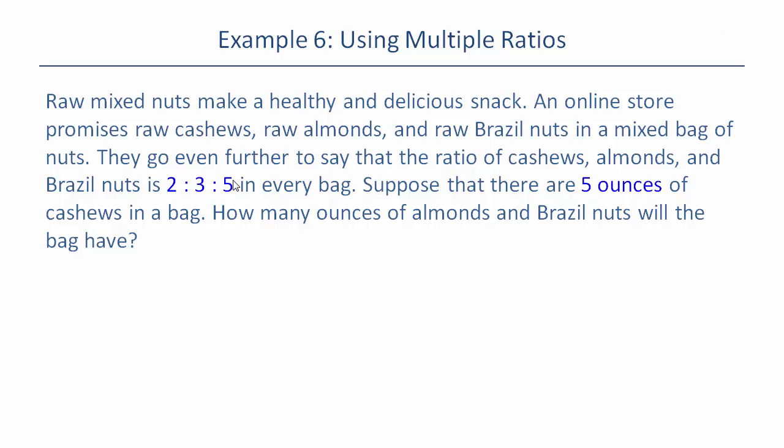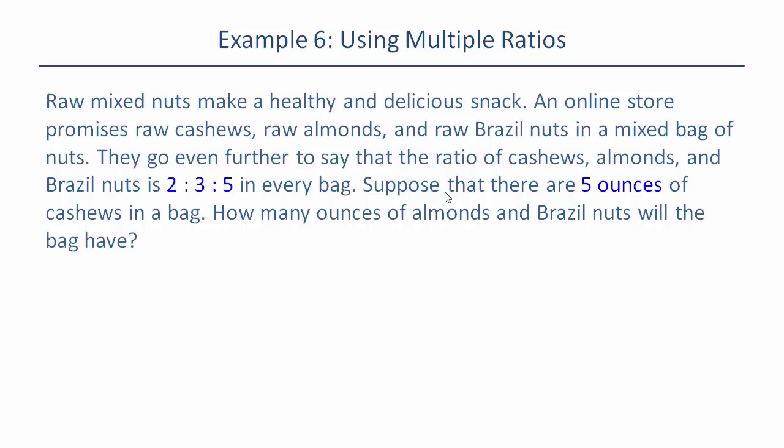So a certain ratio of cashews, almonds, and Brazil nuts in some sort of raw nut mix, trail mix of some sort, says 2 to 3 to 5 in every bag. And that means for every 2 cashews, there are 3 almonds and 5 Brazil nuts. Or most likely it's ounces, right? They're not number of nuts. So for every 2 ounces of cashews, you get 3 ounces of almonds and 5 ounces of Brazil nuts.